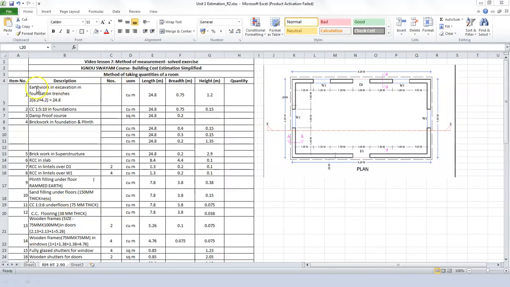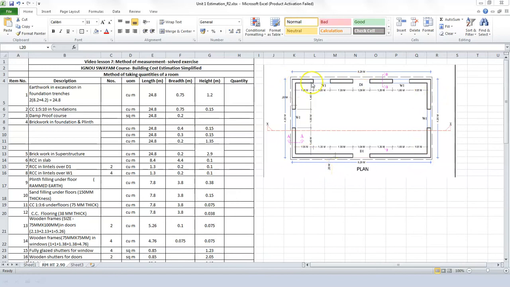First of all, we look at excavation, earthwork in excavation. Earthwork in excavation in foundation trenches. So the excavation is done for the foundation, and the foundation runs below the wall. So when we look for the dimensions for the excavation, we're basically looking at the perimeter of the room, the outer perimeter of the room.